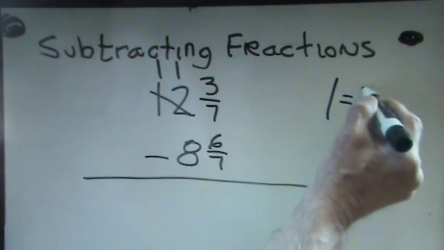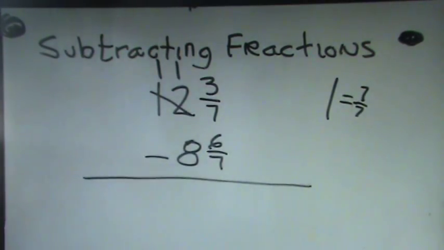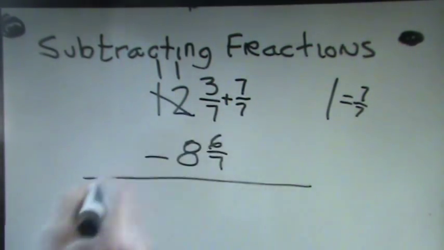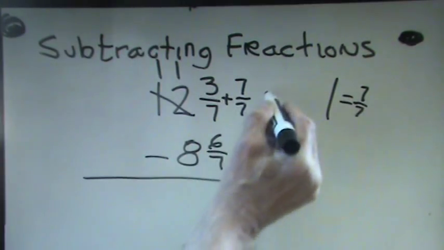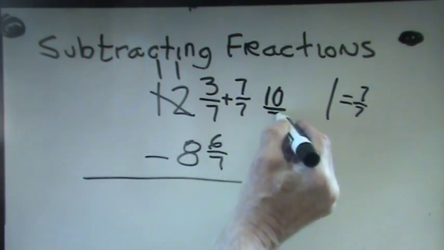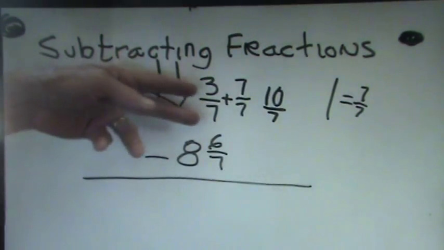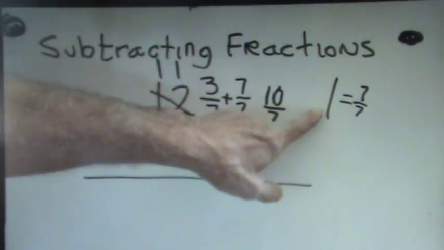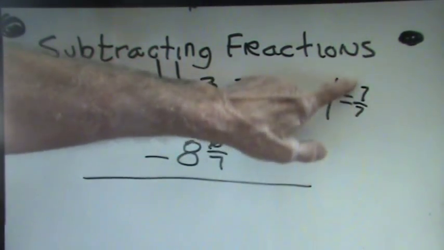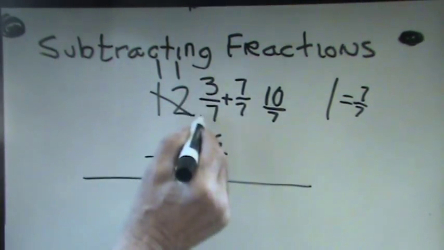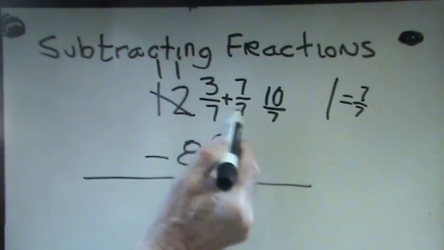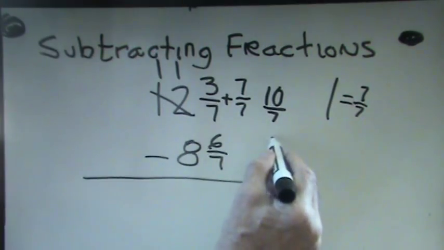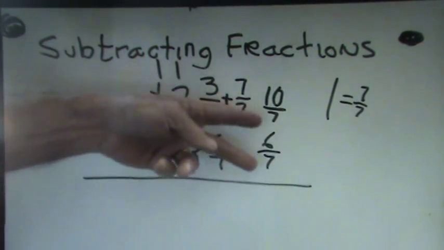But if I change the number 1 into 7/7 and I add the 7/7, 3/7 and 7/7 gives me 10/7. So I had 3/7. I borrowed the number 1. I made the 12 an 11. I borrowed the number 1, and I changed it into 7/7. And I had 3/7, so I combine the 7/7 and 3/7, and I get 10/7. Now, I can subtract these numbers because the denominators are the same.